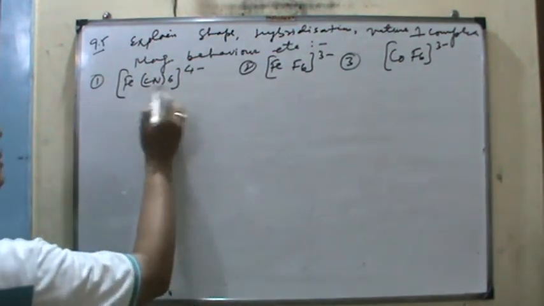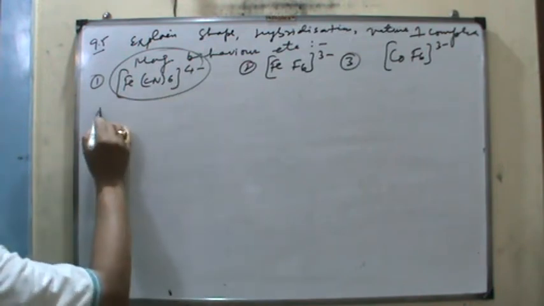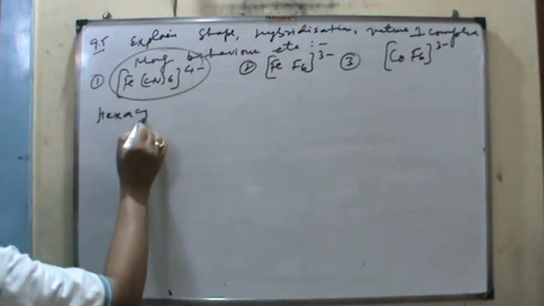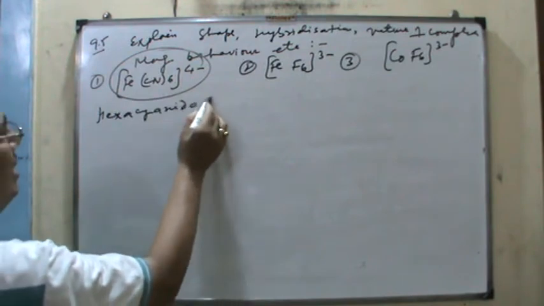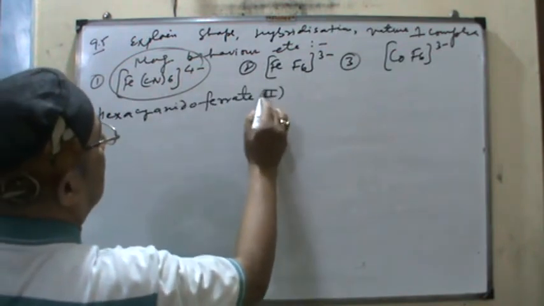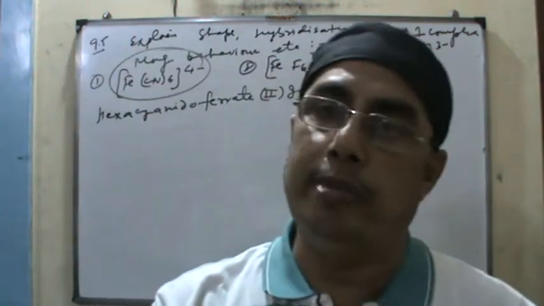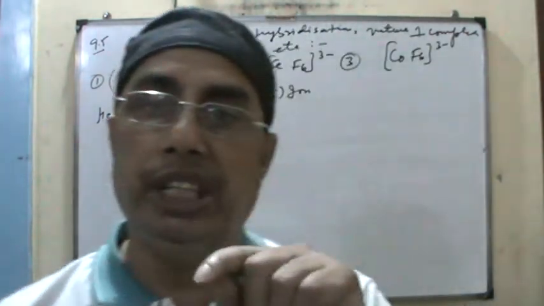Now, first of all, you solve this question. First, write the IUPAC nomenclature: hexacyanidoferrate(II). First write the IUPAC nomenclature, because the oxidation state is very important.